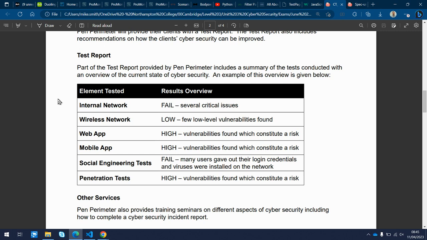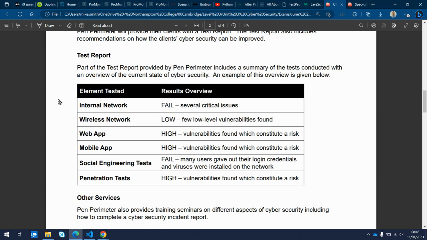And you can see here there was a big fail because lots of users gave their login credentials, or they tried to log into the website that had come in on the phishing email, or they fell for the trick when somebody called them and they handed over personal information that they shouldn't have. And on top of that, some viruses ended up on the network, probably because somebody gave somebody access to something they shouldn't have, or they opened something in an email attachment maybe they shouldn't have. It's easily done. And the penetration test found lots of potential issues and actual issues which constitute a cybersecurity risk.